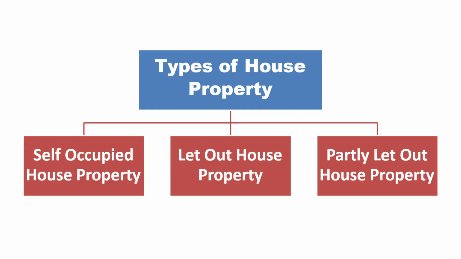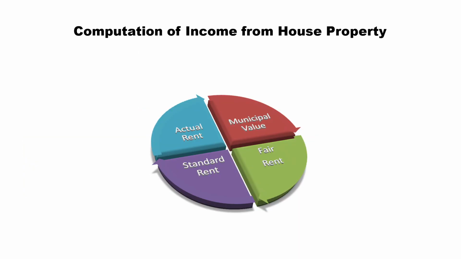So this is the property in which some part is given on rent by the assessee, and some part is utilized by the assessee for own residence or for own business and profession. That kind of house property is called the partly let out house property or the deemed to be let out house property. So in this property, some portion is rented and the remaining portion is utilized by the assessee for own residence or own business and profession. Okay. So these are the three types of house properties.